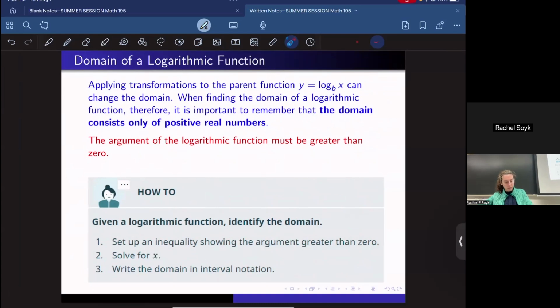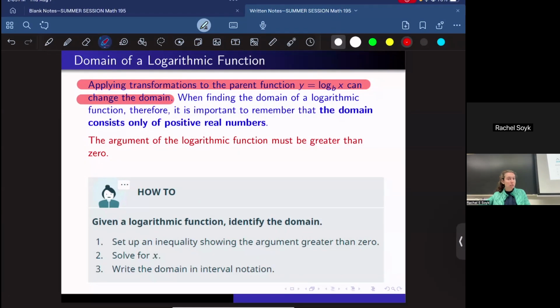Also, another thing to point out is the fact that when you find the domain after transformations occur, it will vary. Just like we did when we were dealing with exponential functions, when we applied transformations, that range varied with the horizontal asymptote changing. So it's important to remember also that the domain only consists of positive real numbers.